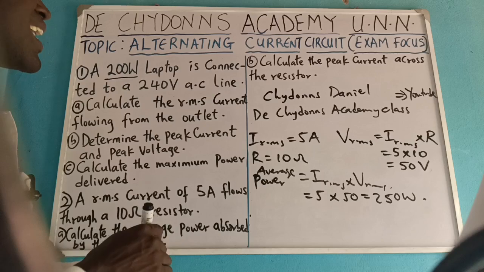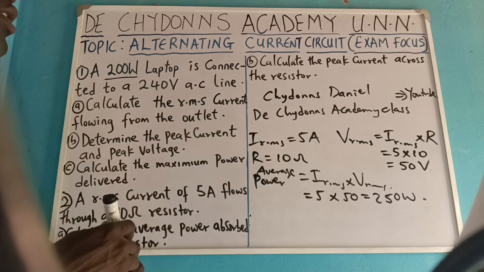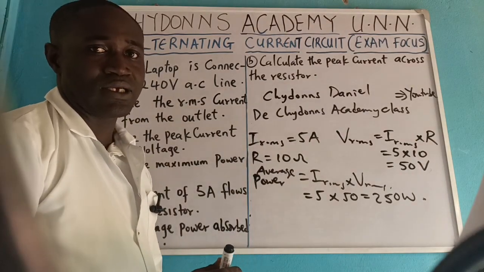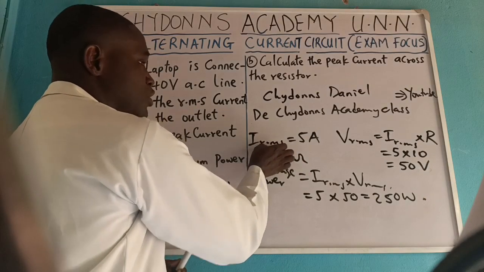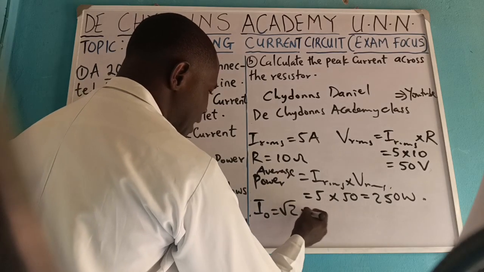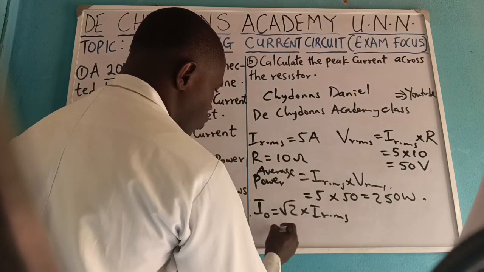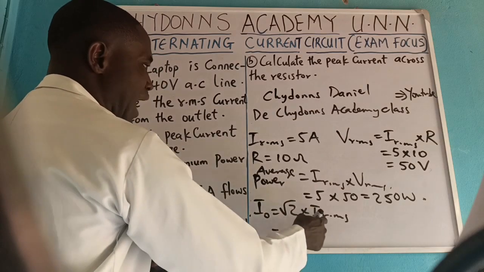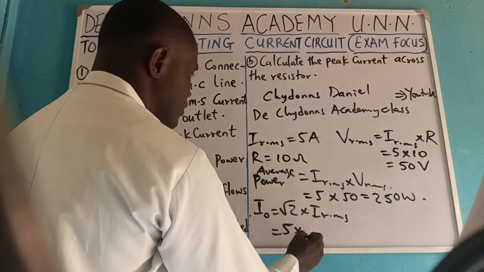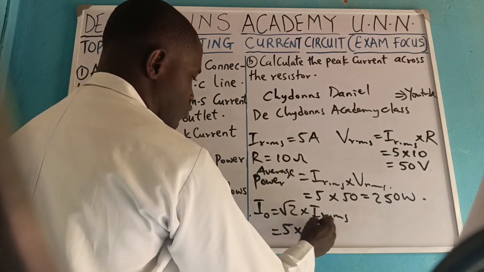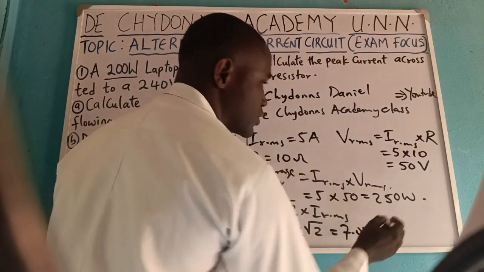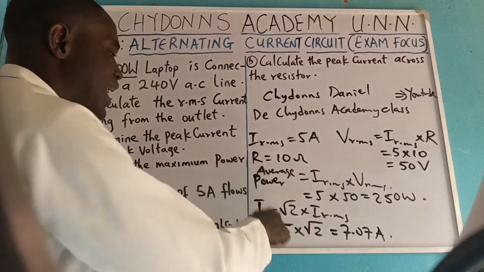Then question B: calculate the peak current across the resistor. If we can get our I root mean square, we can get our peak current. That means our peak current is equal to root 2 times I root mean square. What is our I root mean square? 5. We say 5 times root 2 equals 7.07 amps. So that is our peak current.